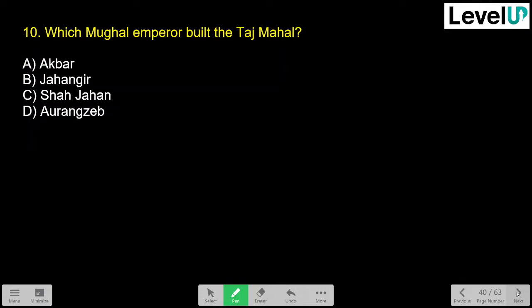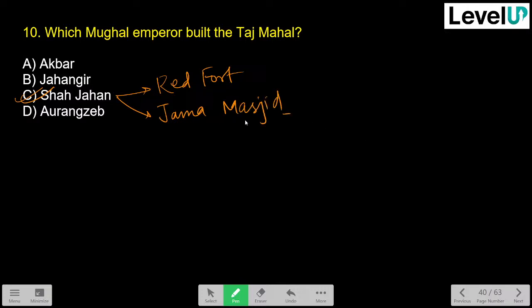Okay. Which Mughal emperor built the Taj Mahal? Taj Mahal was built by Shah Jahan. Shah Jahan built some of the most iconic constructions. It was the Red Fort. He built Jama Masjid also. Okay. We will come to the Mughal emperors in the latter part of the video, where we will do some descriptive analysis of the Mughal Empire. So Shah Jahan built the Taj Mahal as well as the Red Fort and Jama Masjid.